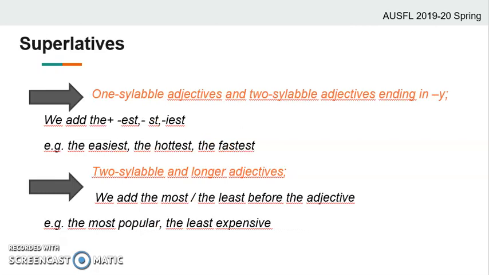To form the superlative adjectives, again, for the short ones, we add est at the end of the adjective. The easiest or the hottest. For the long ones, we use the most or the least before the adjective. For example, the most popular or the least expensive.